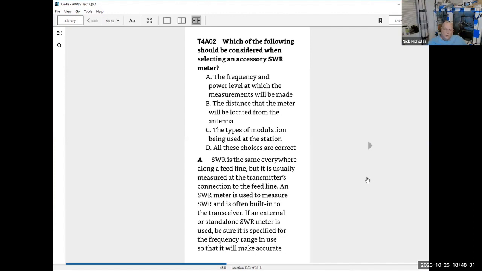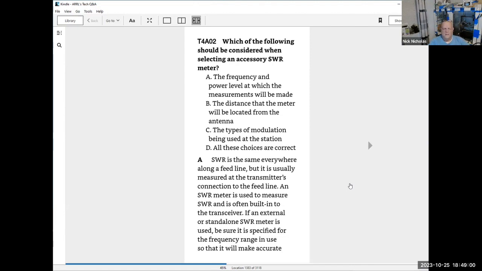So you want to use one that's rated for enough power and for the right frequency for your rig. A CB SWR bridge is designed for 4 watts. If you put your 50-watt mobile 2-meter radio and transmit through it, you will fry that little puppy.